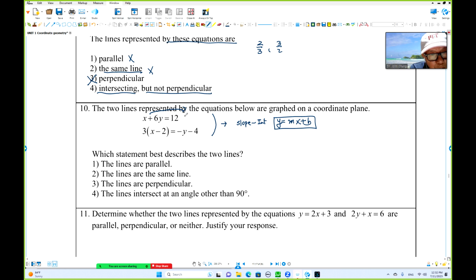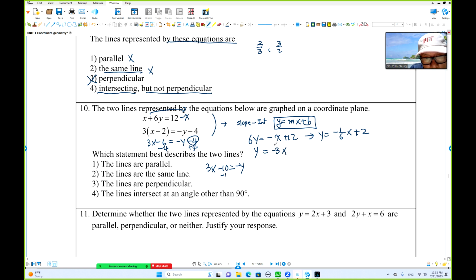6y, move x to the right, that is negative x. I'm going to write the negative x first. 6y equals negative x plus 12. When you divide by 6, y equals negative 1/6 x plus 2. Slope is negative 1/6 and the y-intercept is 2. The second one over here, 3x minus 6 equals negative y minus 4. Okay, you can add 4 to both sides, it doesn't matter, okay? Nothing different. So 3x minus 6 minus 4, negative 10, equals negative y. When multiplied by negative 1, finally you get y equals negative 3x plus 10.